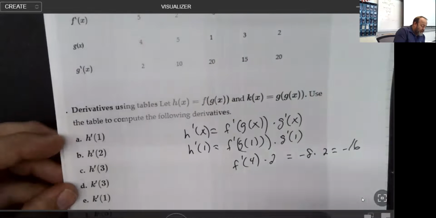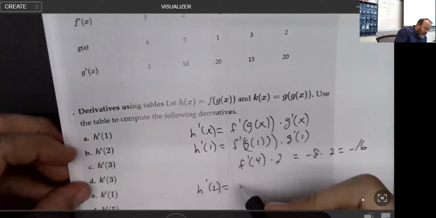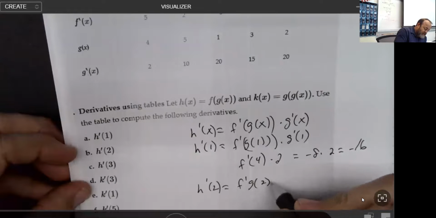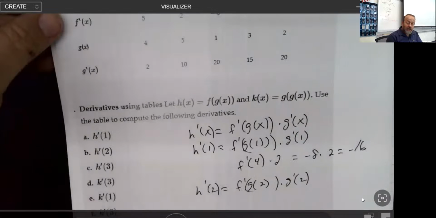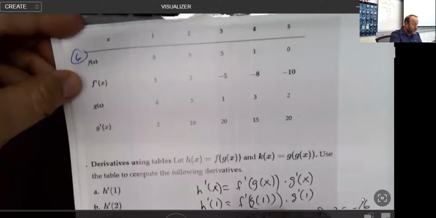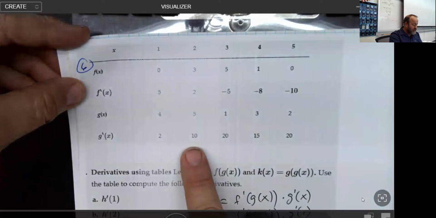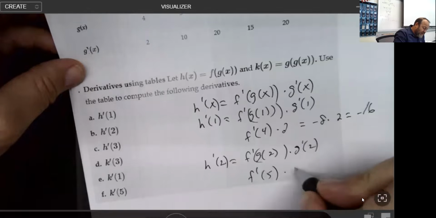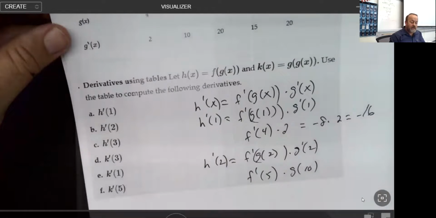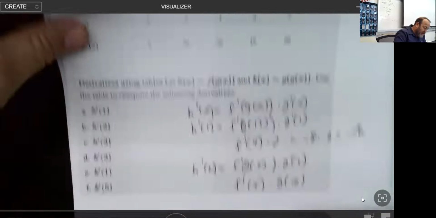I won't do all of these problems. I thought I would do a couple of them. H prime of 2, we're going back to the same story. It's f prime of g of 2 times g prime of 2. So I'm going to just grab everything off of the 2 column. If I need g of 2, I have the number 5, and if I have g prime of 2, I have the number 10. So f prime of 5 times 10. And then the last thing I need to do is find the derivative of f at 5. So the derivative of f at 5 is -10, and I'm good to go.